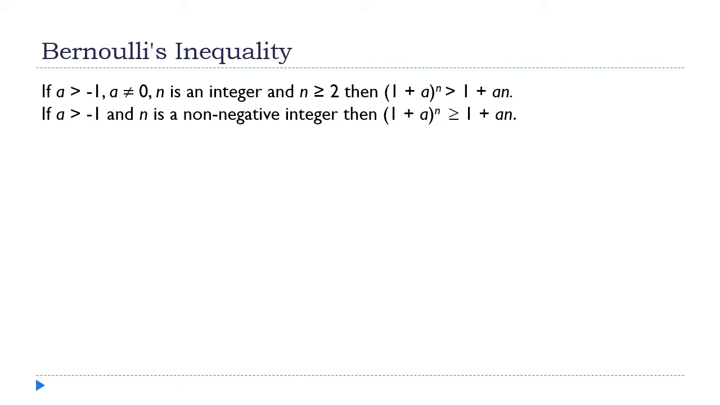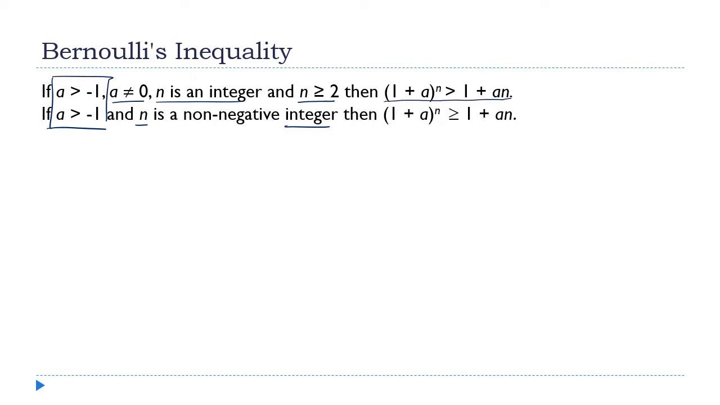There are a lot of similarities here. First, they both require a has to be greater than -1, and they both require n has to be an integer. All right, so the first one says, if a is not equal to 0 and n is greater than or equal to 2, then this inequality is true.